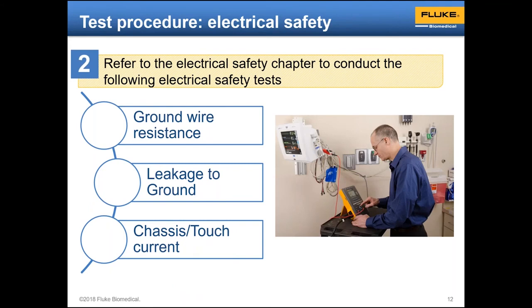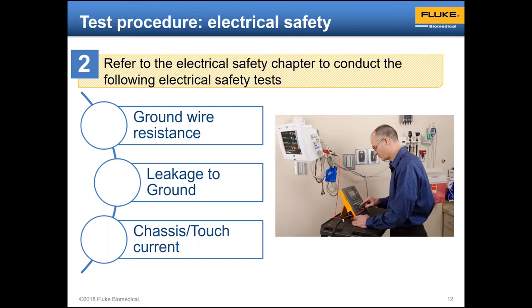And now we come to our electrical safety testing. Remember yesterday we talked about the need to measure the resistance of the ground wire. So we're going to do that. We're going to measure the leakage current to ground, and we're going to do the touch current, previously known as chassis current. Touch current is going to be measured. So we're going to go through that, and we're going to document all of our measurements.